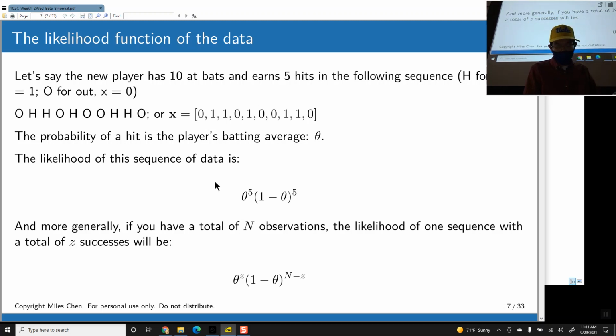All right, so in general, if you have a total of n observations and you have z successes and the probability of a success is theta, then your likelihood of one particular sequence of outcomes is going to be theta to the z, 1 minus theta to the n minus z. And if you wanted to say, well, whatever possible arrangements, then you'd include that binomial coefficient, but whatever, this is what we've got. All right, hope this is okay, right? So far, so good?